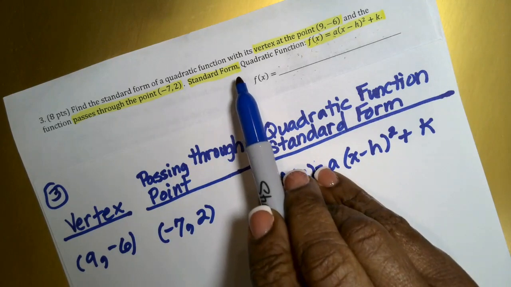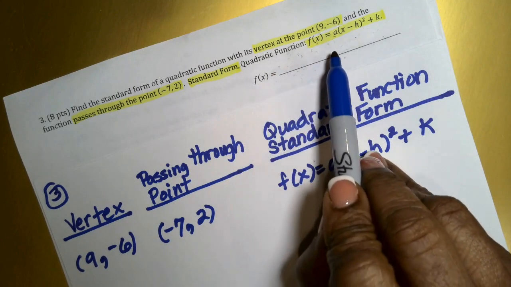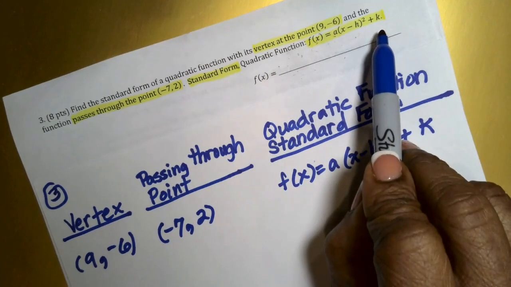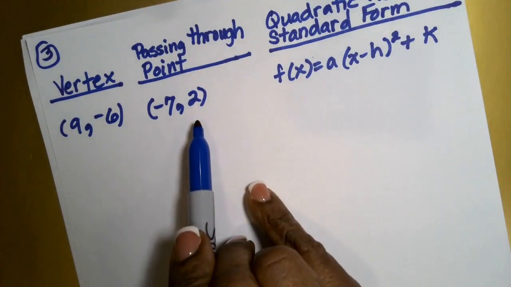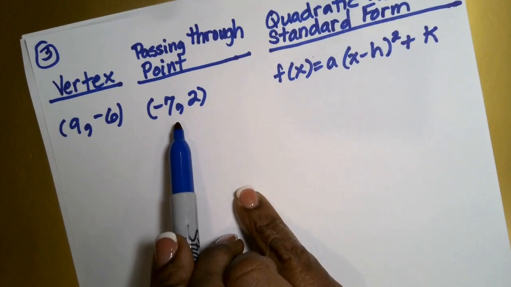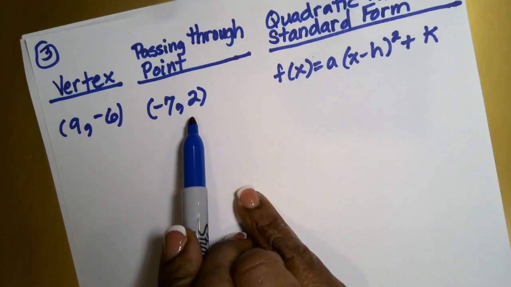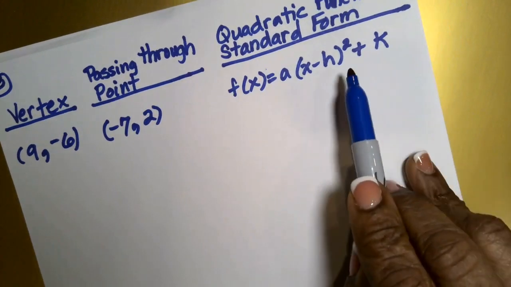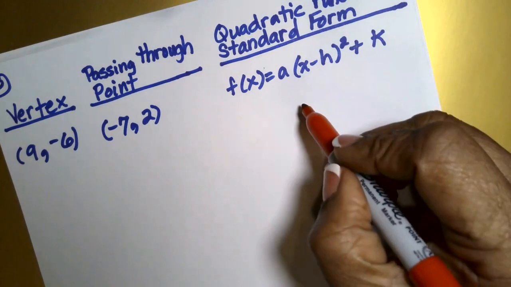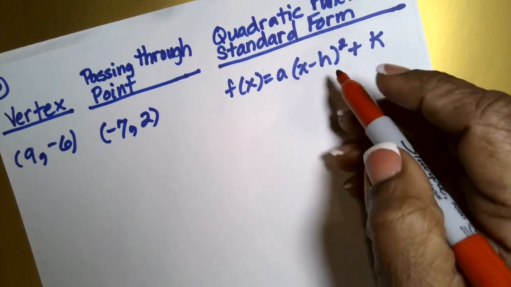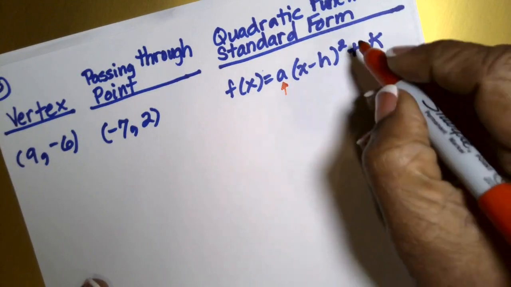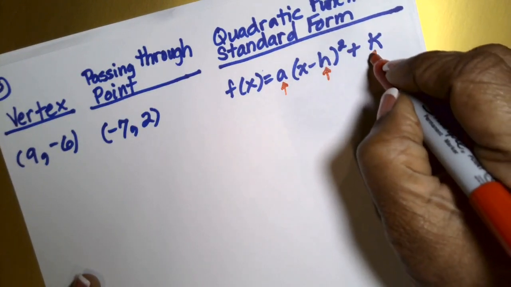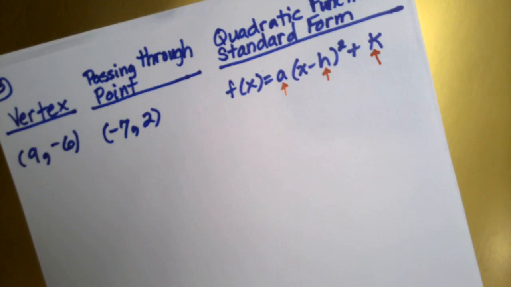The standard form of the quadratic function formula is listed in the problem. So let's review what we have. We have a vertex of 9, -6. We know that the function passes through this point, -7, 2. And we have the formula. When we want to write the quadratic function in standard form, we need to list three variables, a, h, and k. We need to substitute them in with their values.